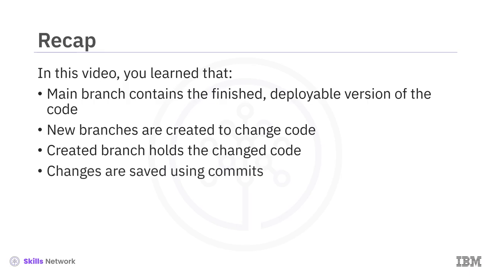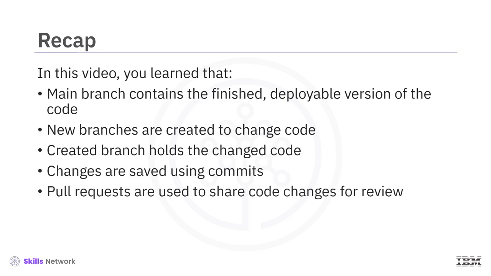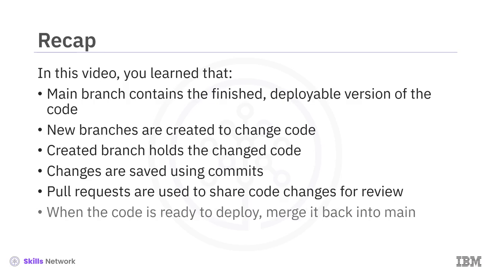Saved changes are called commits. Pull requests enable other users to review and use the proposed changes committed. When you are ready to merge the changed code into the main branch, you merge the committed code changes into your main code.